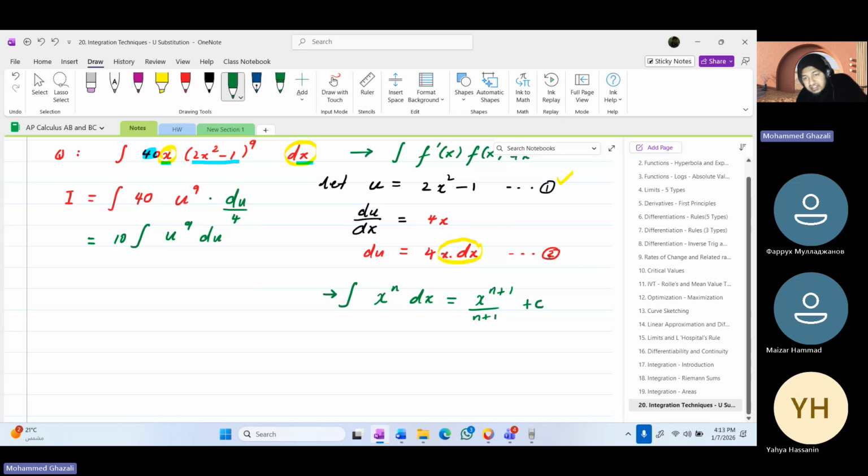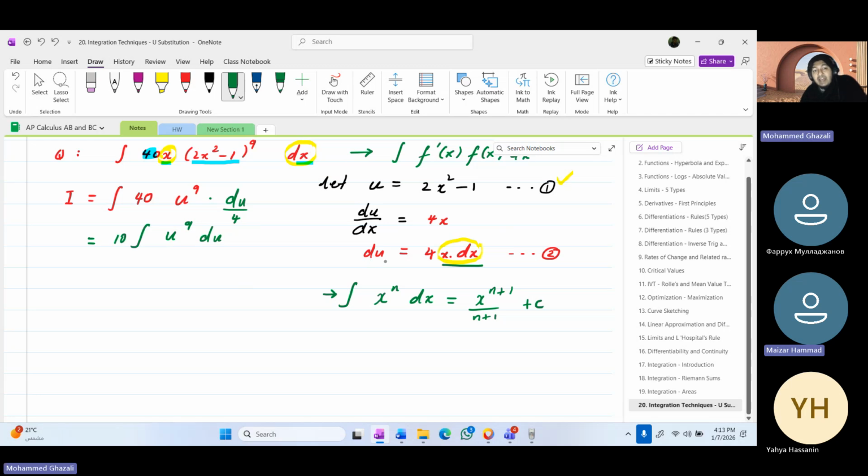Yeah. So you see the second equation. You look in the integrand. What do we have left? What we have left is x dx. What is x dx? Dividing both sides by 4, you'll get du over 4. We're kind of solving for x dx. You understand now? Why did you divide by 4?